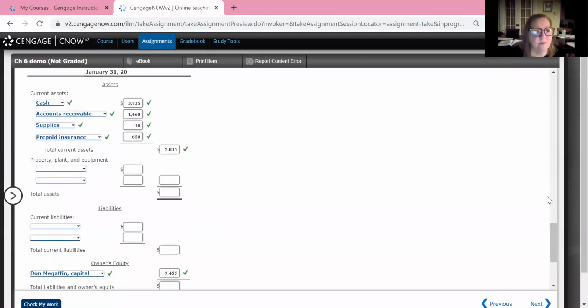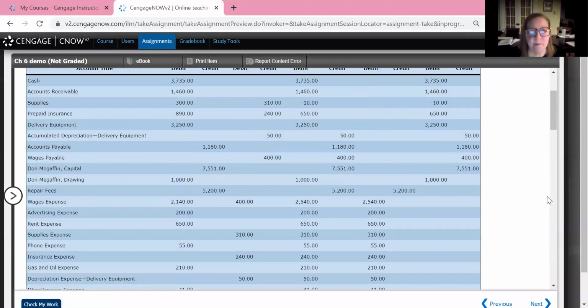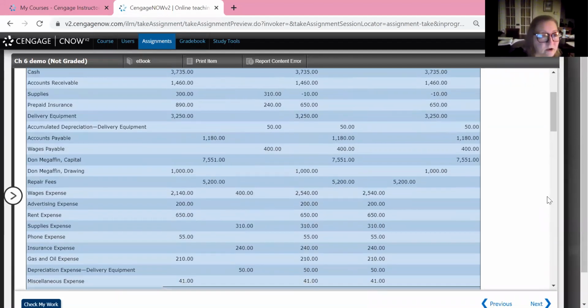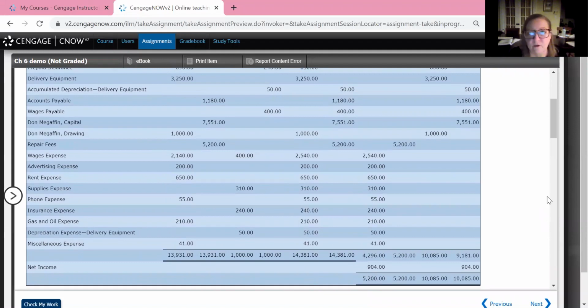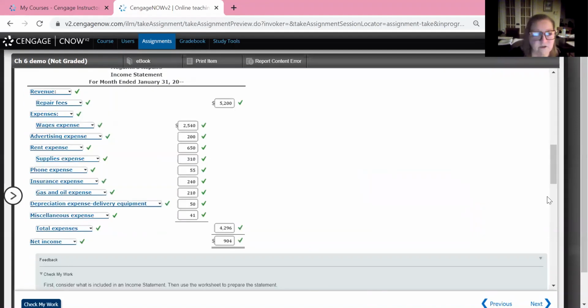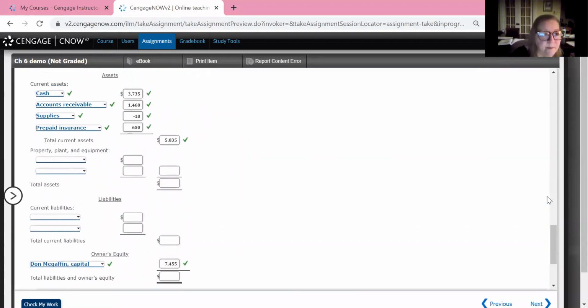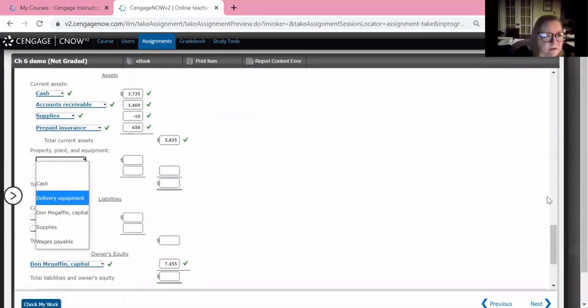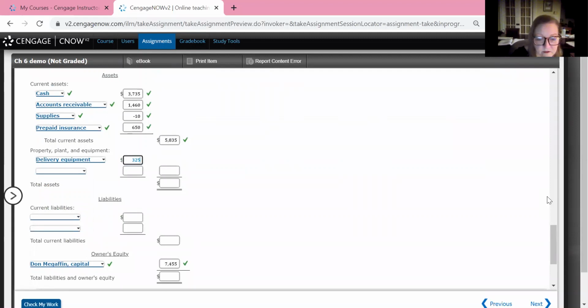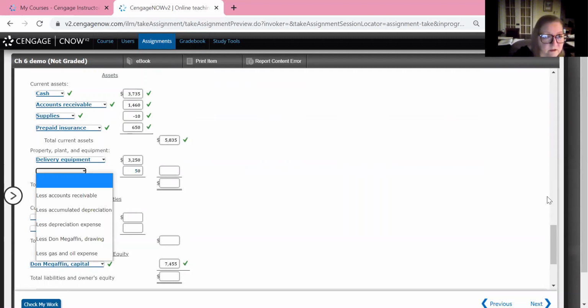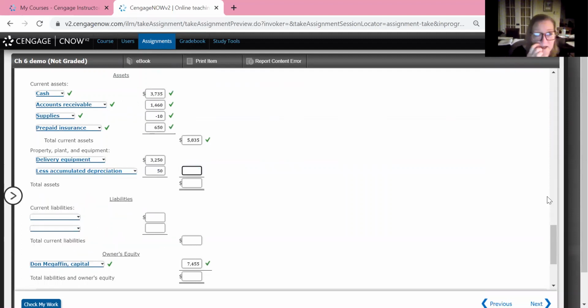Okay, all right. Property, plant, equipment. So that would be your delivery equipment for $3,250, and your accumulated is $50. $3,250 for delivery equipment, and a $50 accumulated depreciation. So your net book value is $3,200 for your property, plant, equipment.